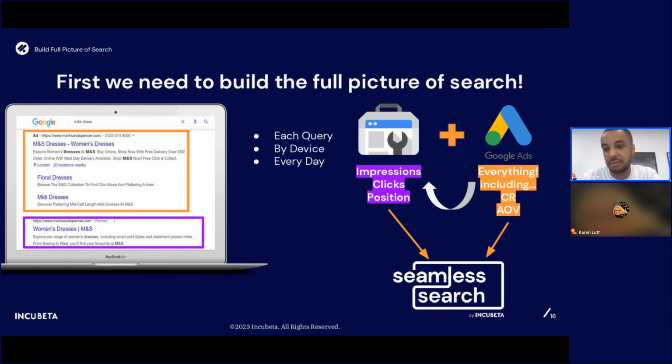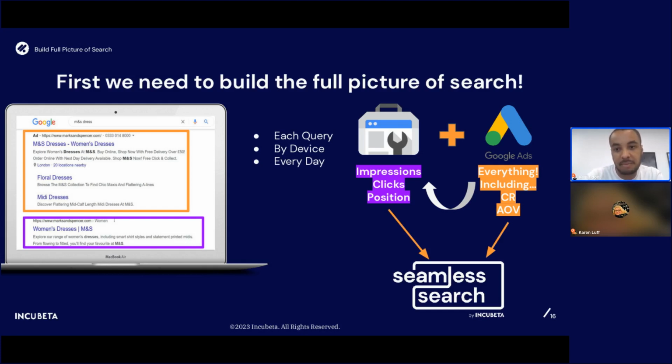However, with Google Ads, when you're looking at your paid activity, you get a lot more. You get your conversion rate, your AOV, and your transactional data. So we leverage this data, as you can see from the arrow. For each keyword, we map it against the Google Search Console, and then we push that into Seamless Search to learn every day. We take each query by device, and we do that every single day.